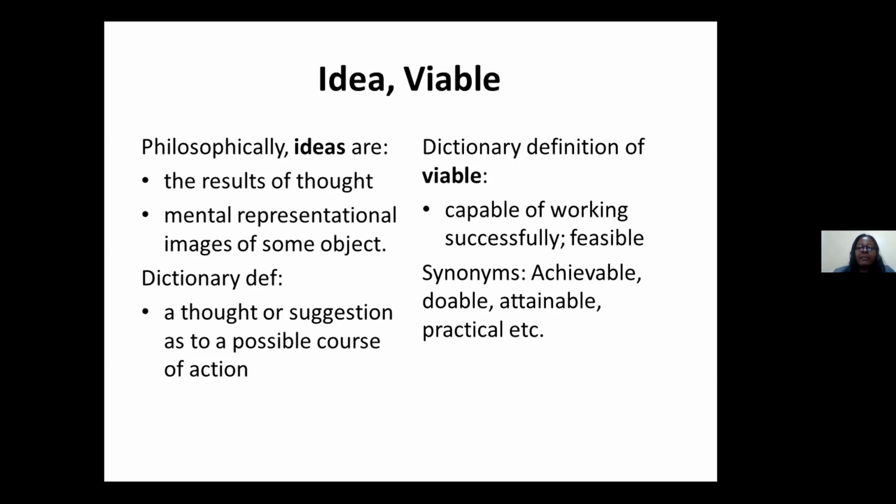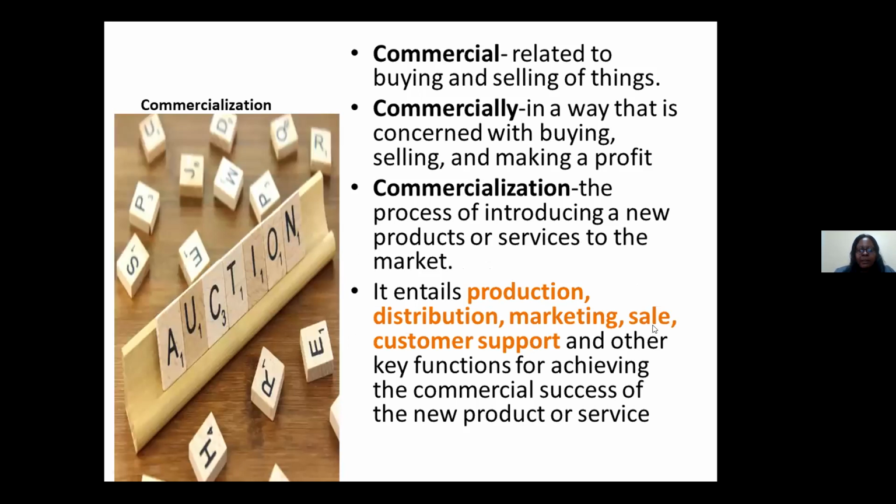So when we look at viable, viable is when something is capable of working successfully or feasible. Synonyms for viable are achievable, doable, attainable, or practical. When we look at the word commercial, for us to understand that, it's good to look at the different forms, adverbs, adjectives. So commercially, it means in a way that is concerned with buying, selling, and making profit.